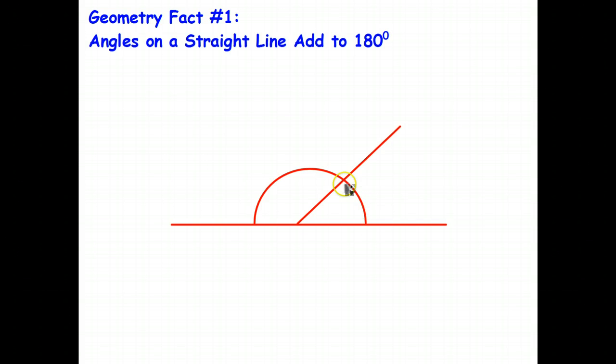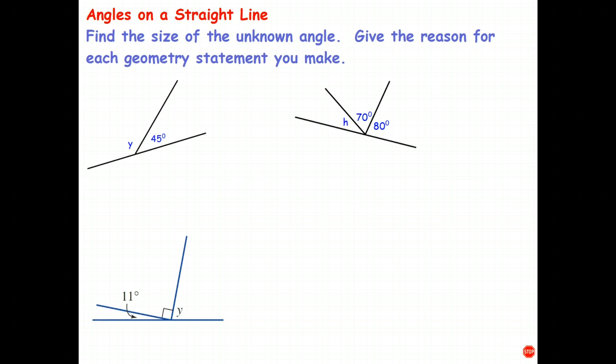Now if you look at this angle here, it's fairly obviously half of a circle. A whole circle is 360 degrees, so this angle here is 180. It's called a straight angle. And from that we can deduce that this angle here plus that angle there must add up to 180 degrees. So let's go ahead and use that to find some missing angles.